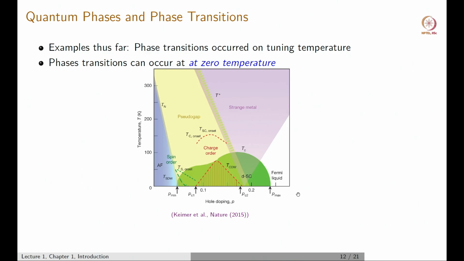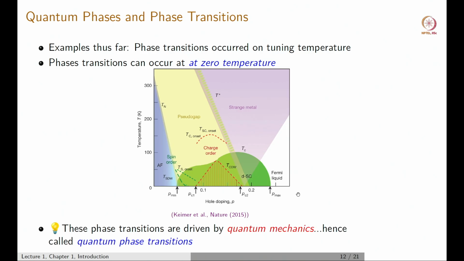So these phase transitions are now controlled by the physics that's operative at 0 temperature, namely quantum mechanics. There are no thermal fluctuations at 0 temperature. That's what we mean by quantum mechanics. So everything is governed by quantum mechanics. And the class of phase transitions that take place at 0 temperature are called quantum phase transitions.